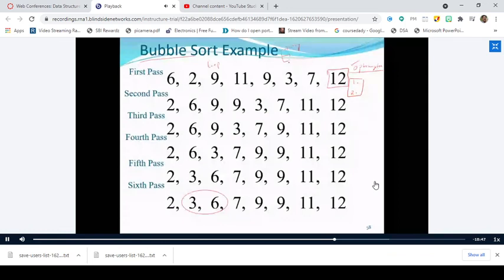But the disadvantage of this bubble sort is that it is not that much efficient. Is it clear? Yes, sir.